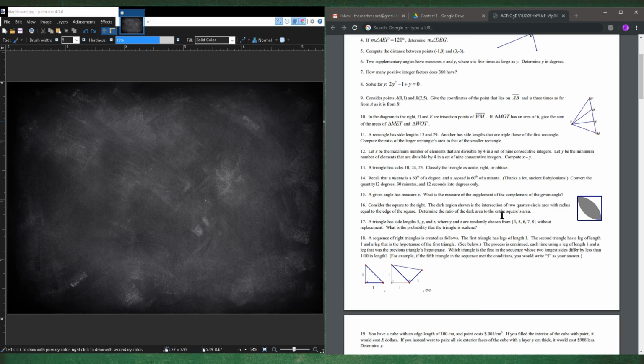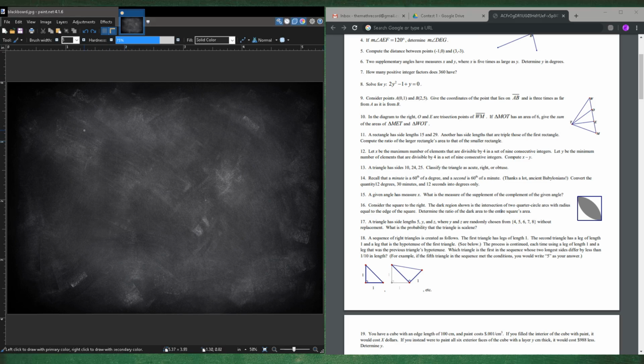Number 14. Recall that a minute is a 60th of a degree and a second is a 60th of a minute. Thanks a lot, ancient Babylonians. Okay, cool. Convert the quantity 12 degrees, 30 minutes, which is usually represented by a quotation mark, and 12 seconds, which is two quotation marks, whatever they're called, into degrees only. They already said it right here, so just do the conversion.